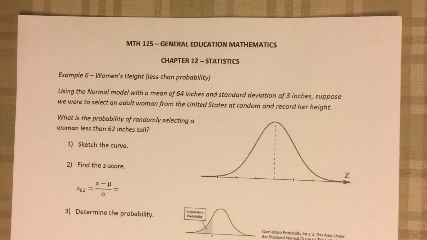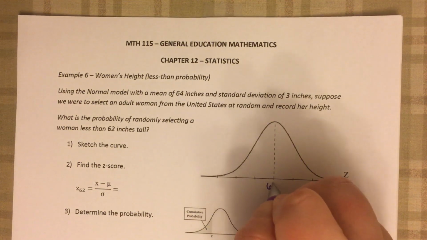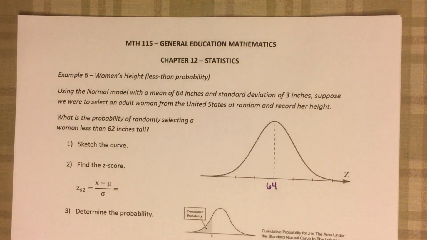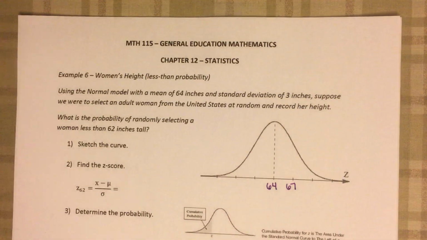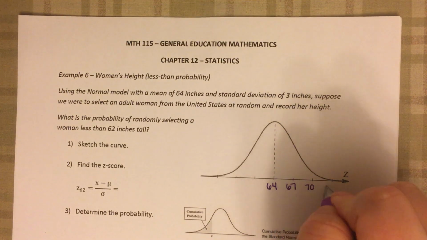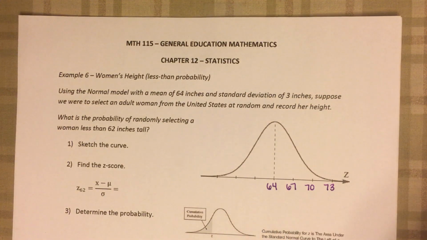Okay, so the first thing we're going to do is start off by sketching our curve. What we see here is a nice sketch of a normal curve. So we're not actually going to sketch it, we're just going to label it. Our mean is 64, so we know that's going to be the value in the middle. And as we move away from our mean, we're moving up or down by our standard deviation. Our standard deviation is 3. So if we add 3, we get 67. That's the next value that we're going to label. We add 3 again, we get 70. Add 3 again, we get 73.